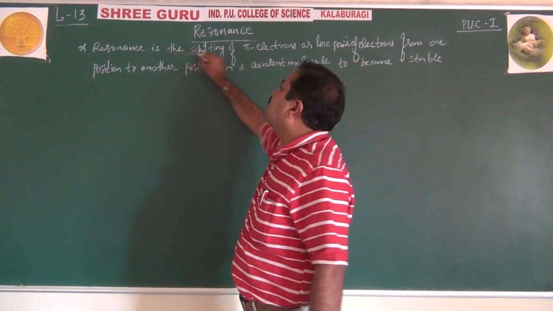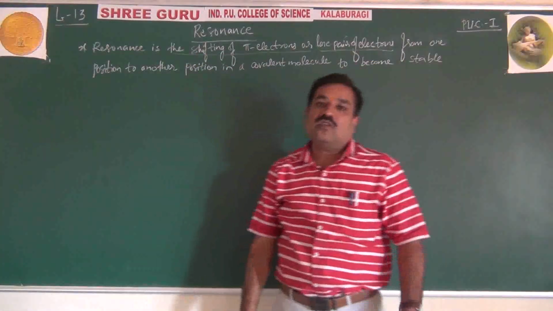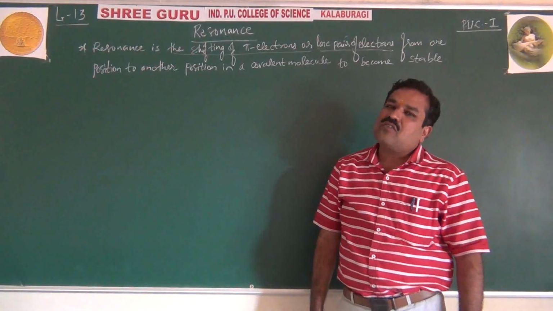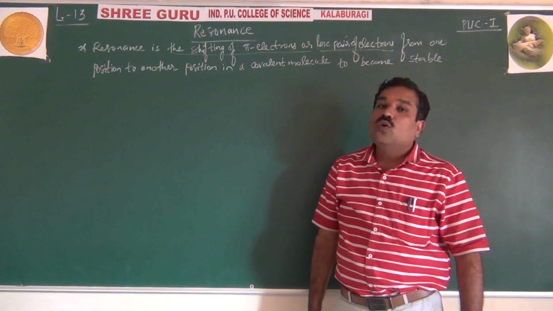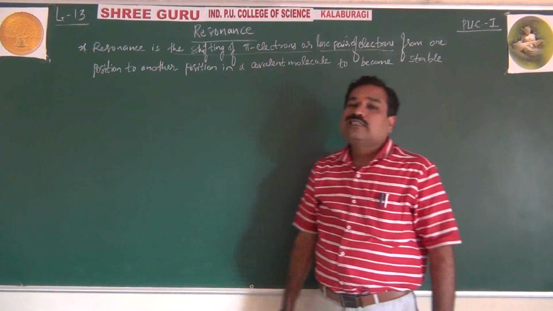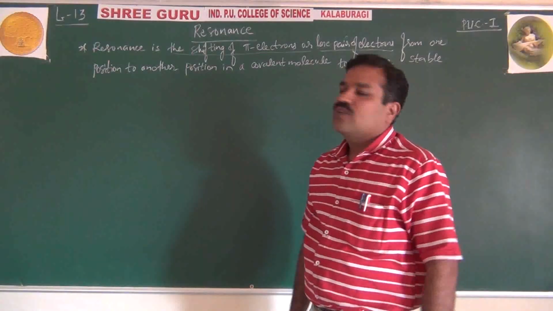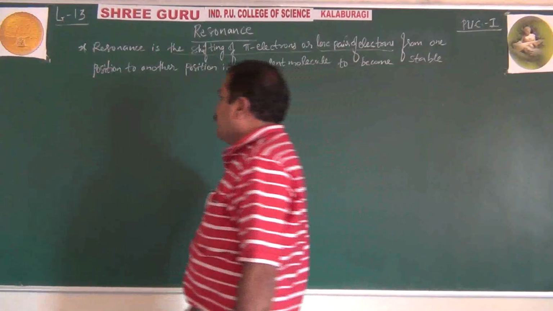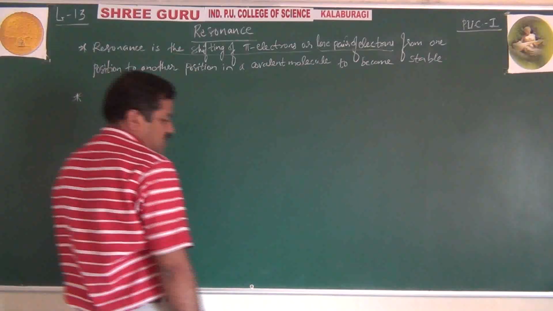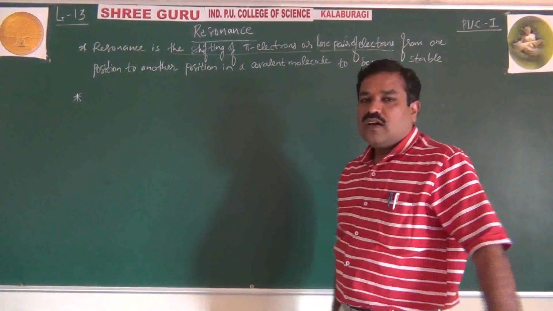Delocalization is only shifting the pi electrons or lone pair of electrons. Remember, not sigma electrons. Sigma electrons are not involved here. Only pi electrons or lone pair of electrons from one position to another position. Why? In order to become stable. That is called resonance. By undergoing resonance, they will next use structures called resonance structures. What are these resonance structures?